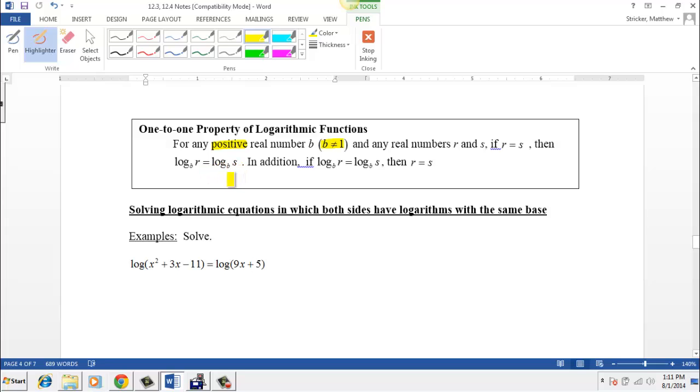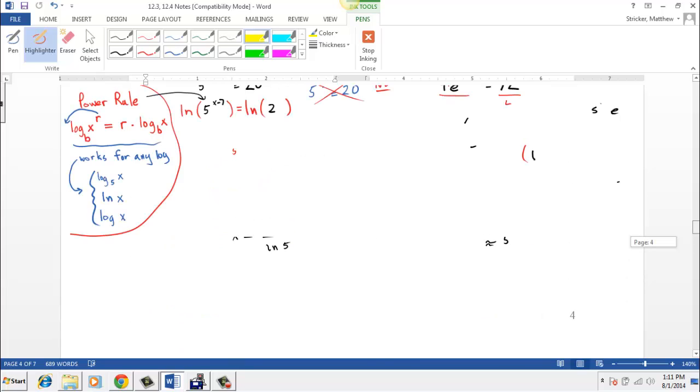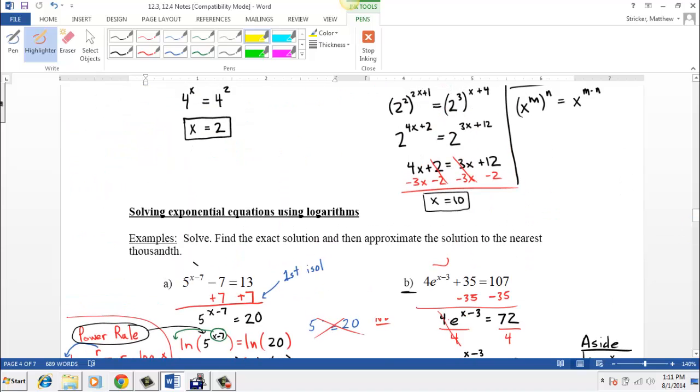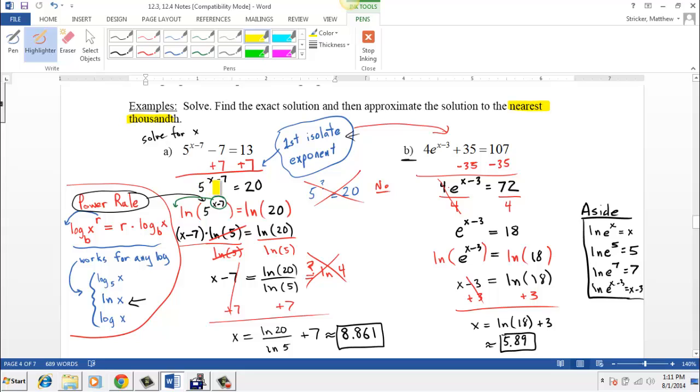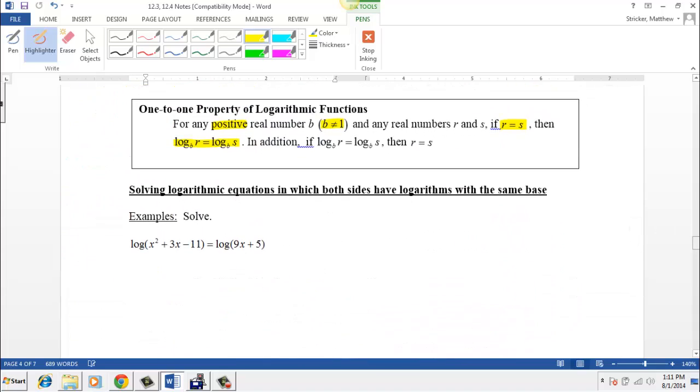Now we kind of saw this in the last example. Remember, we're starting with r equals s and saying that the log of r equals the log of s. And in the last example we did that. We started with not specifically r equal to s, but we started with 5 to the x minus 7 equals 20, and we took the log of both sides. We started with e to the x minus 3 equals 18, and we took the ln of both sides. In other words, what the first part of this property says is if you start with something equal to each other, then the log of each of those things are also equal.